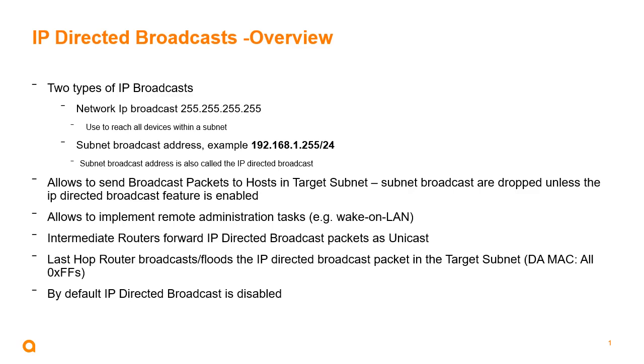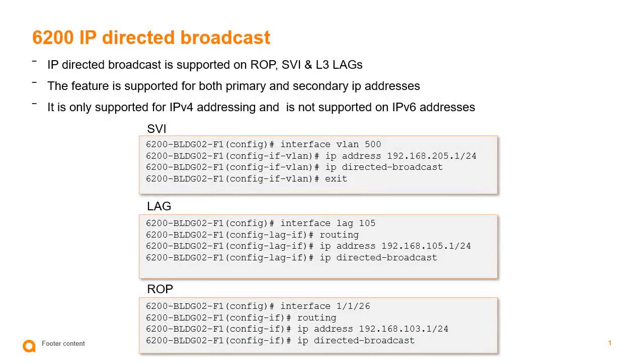So this feature is now supported on the 6200. It has been available on other CX platforms that support Layer 3 routing. Thus, we have support now for router-only ports, switch virtual interfaces, Layer 3 lags for both primary and secondary addressing for this feature. Configuration of the IP-directed broadcast feature is required at both the source and the destination subnets, so do be mindful of that.